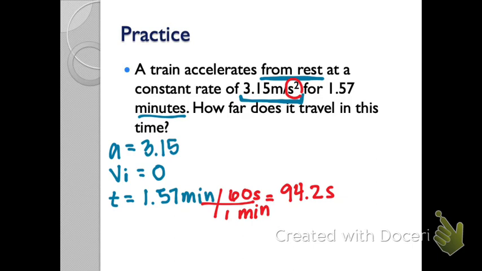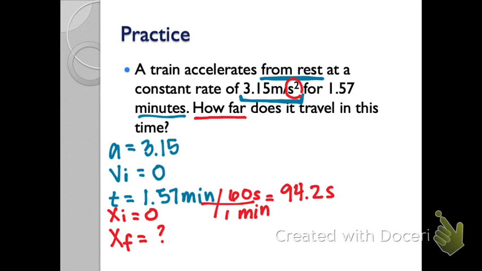Okay, now what is my question asking me? How far does it travel? So what variable does that mean that we are solving for? Displacement. Good. And is it displacement initial or displacement final? Final. X final is going to be what we solve for. What do I know about X initial? It's 0, right? It's my starting point. I'm only concerned about what is happening during this 1.57 minutes. I don't care what happened before that.